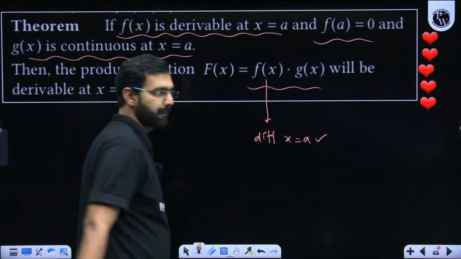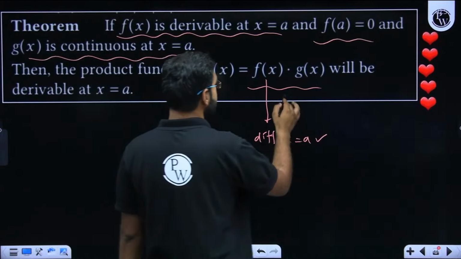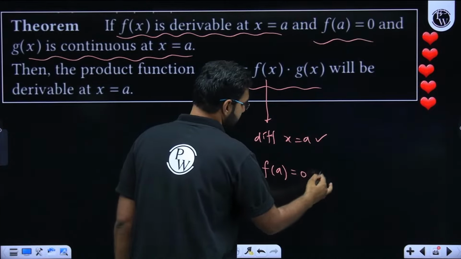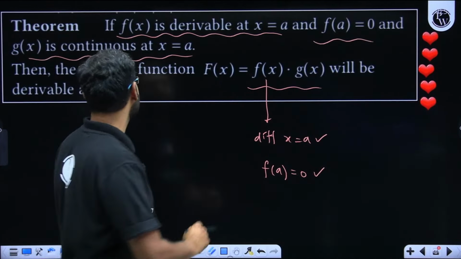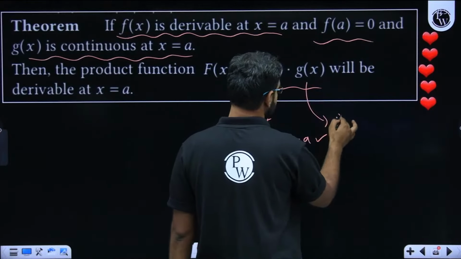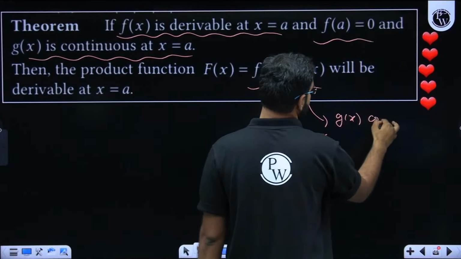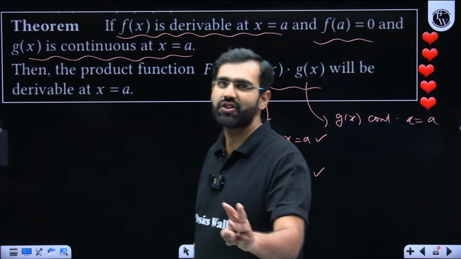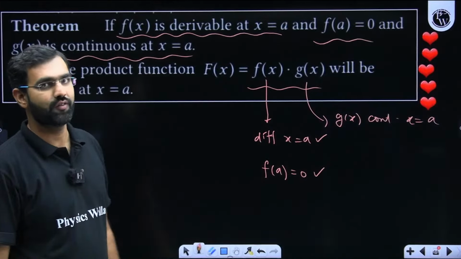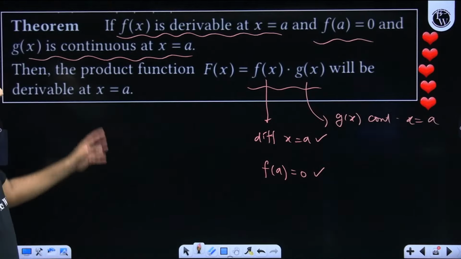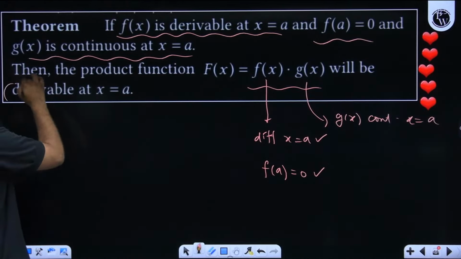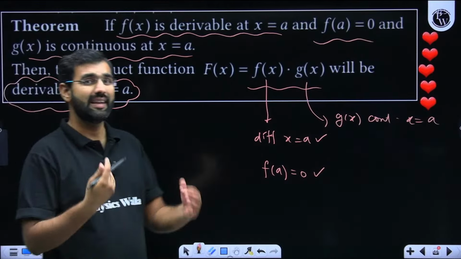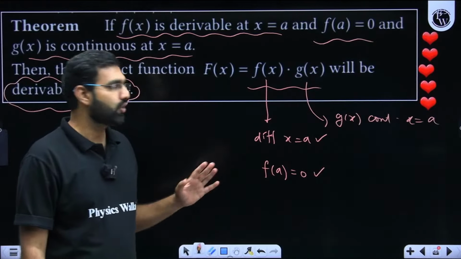Second thing, this function f of x at a is 0. Third thing which I know is that g of x is continuous at x is equal to a. If these three conditions are fulfilled, then please remember their product, f of x into g of x, will be differentiable at x is equal to a. You need not check its differentiability by taking LHD and RHD. You can directly write this result.